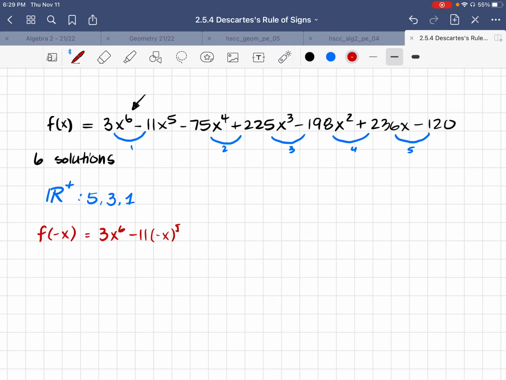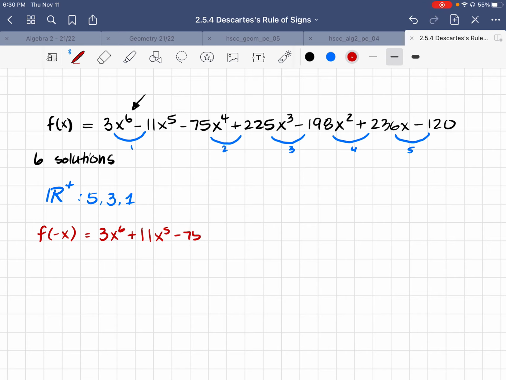But the thing about negative x to the power of 5 is that when you multiply it out, it comes out to negative. So you get negative times negative 11, which gives you positive 11. So I'm just going to go back and change that one. After you do all the substitution of the negative x's, all the positive even valued terms don't change.